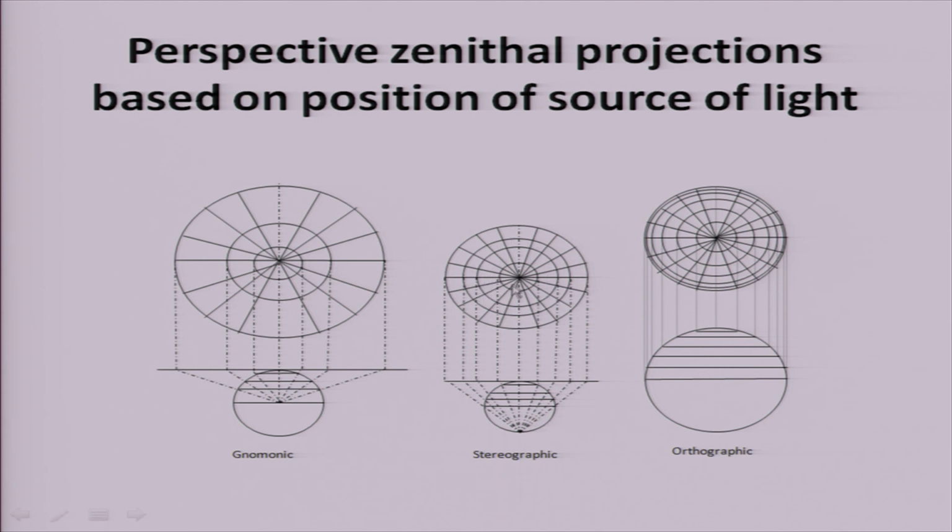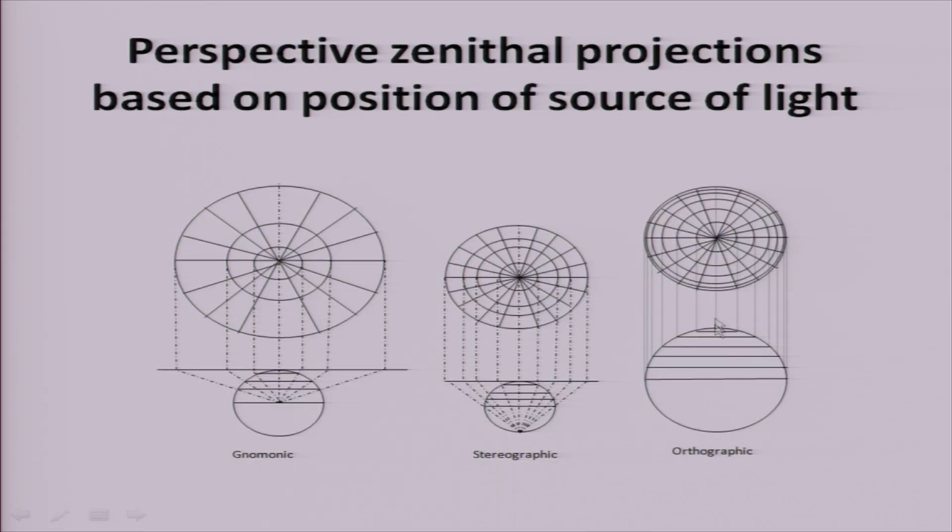The network of latitude and longitude. When I say graticule, it is the network of latitudes and longitudes, or the network of parallels and meridians. We get it like this. And when the light source is coming from infinity, we get the graticules like this on the projecting surface. You can also differentiate between the three based on the distance between the meridians or parallels. Here you can see that the distance between the parallels is decreasing in the case of orthographic projection.